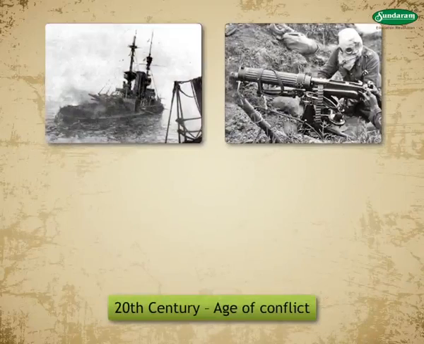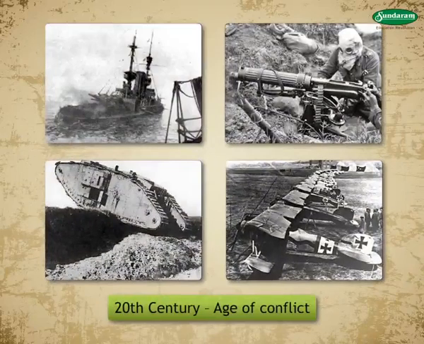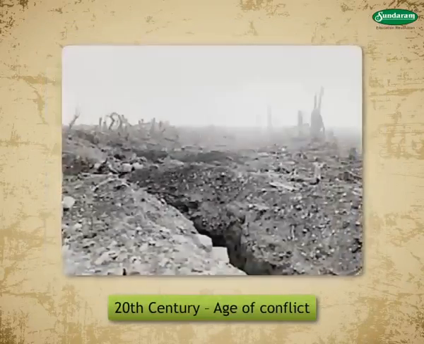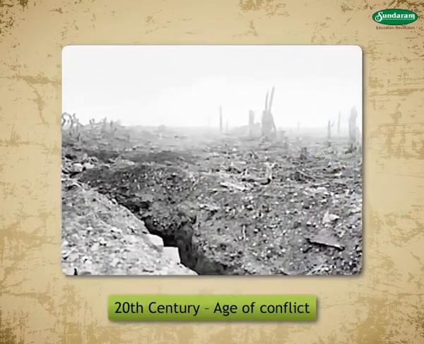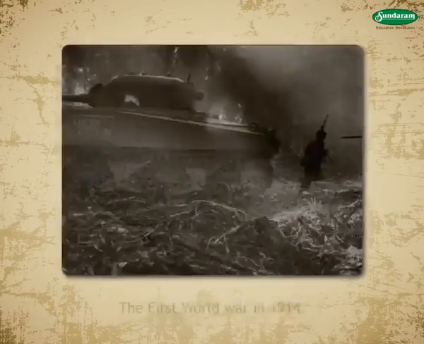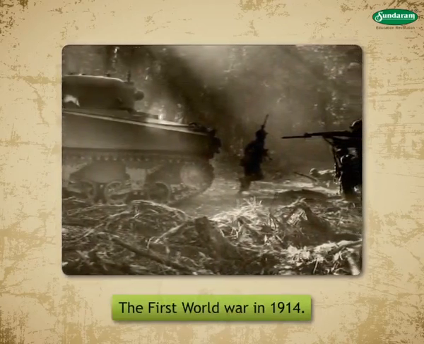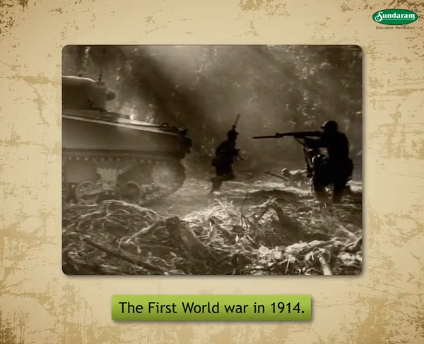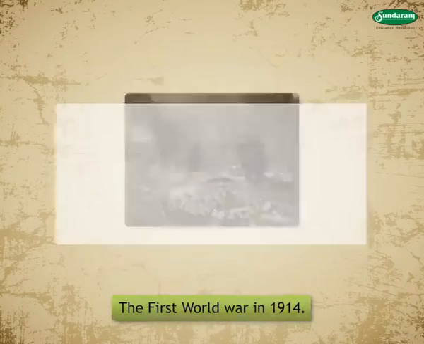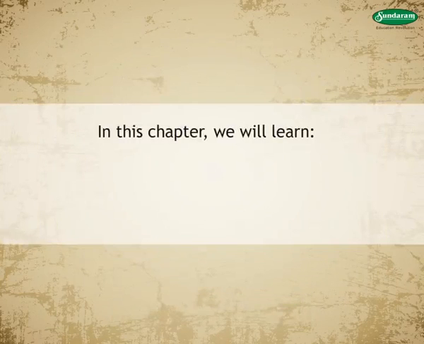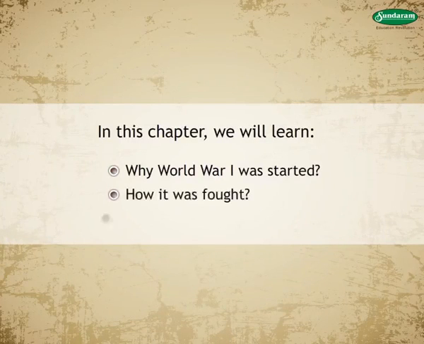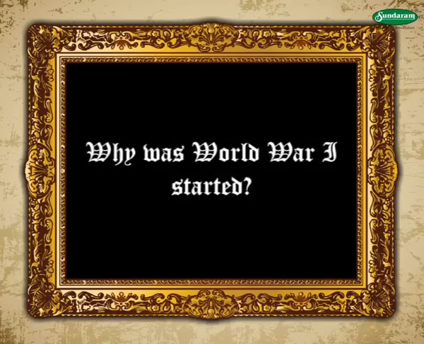Introduction. The beginning of the 20th century, which has been full of fundamental changes, is considered to be an age of conflicts. The period of conflicts began with the First World War in 1914. This war caused several long-term effects in global politics. In this chapter, we will learn why World War I was started, how it was fought, and its effects on different countries. Why was World War I started?